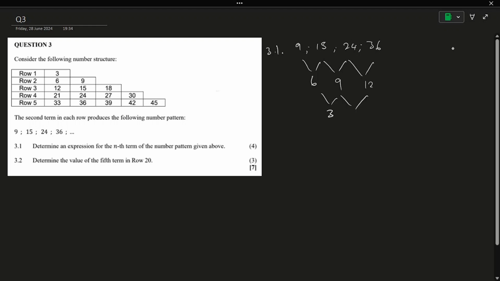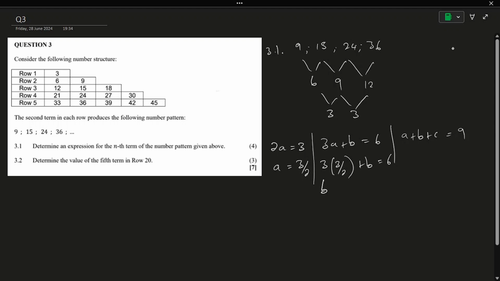As you can see, we have 3 as the second common difference, which means this is a quadratic number pattern. So to find the nth term, we know that 2a equals 3, this is grade 11 stuff, and 3a plus b equals 6, and a plus b plus c equals 9. So we know that a is just 3 over 2. In other words, we substitute a this side: 3 over 2 plus b equals 6. In other words, b is 6 minus 3 times 3, that's 9, so that's 9 over 2.